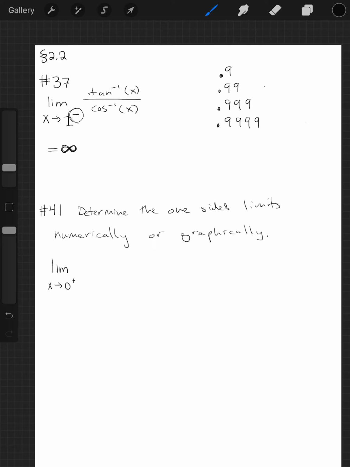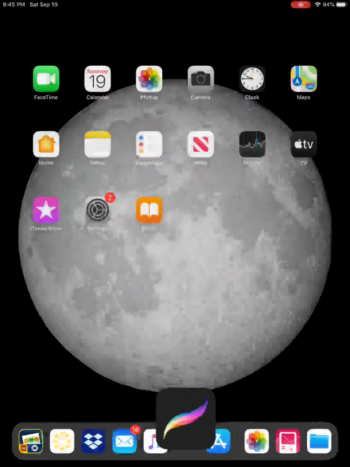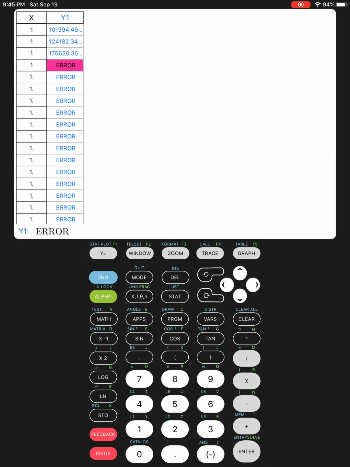And 41 wants us to find the limit as x goes to 0 from the right of sine x over the absolute value of x. And it also wants us to find the limit as x goes to 0 from the left of sine x over the absolute value of x. So this is another one that I suggest going to a calculator for. Again, you could do it like that very first problem we did with sine x cosine of 1 over x. You could plug in some things really, really close to 0, fill out a table yourself, or you can just have the calculator fill out the whole table for you.